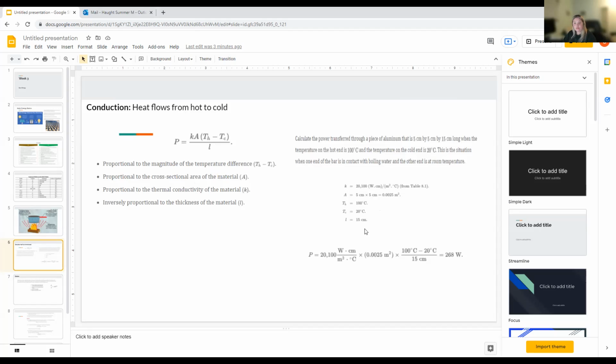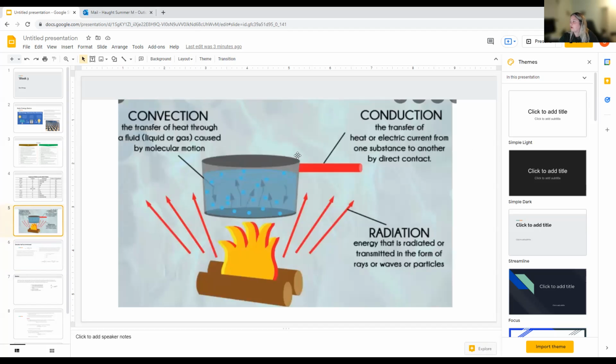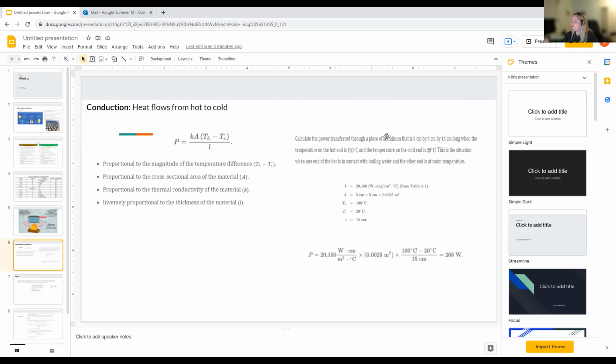So this is a tricky problem and one that you kind of had to interpret. We're given 5 centimeters by 5 centimeters and by 15 centimeters. So what is all that telling us? If we were to draw that aluminum piece out, what this whole problem is showing you is it's back to this idea of conduction. Again, conduction is the direct transfer of heat, right? It's when one substance is touching another substance. If you read this example, it's saying that this situation is when one end of the bar is in contact with boiling water and the other is at room temperature.